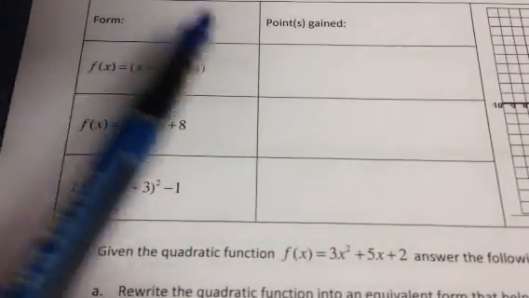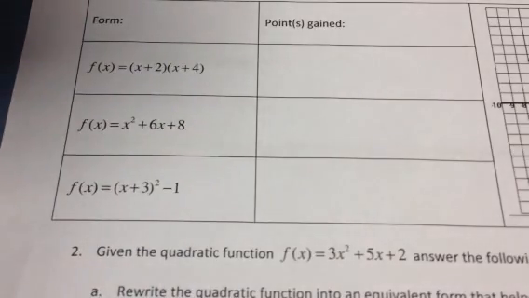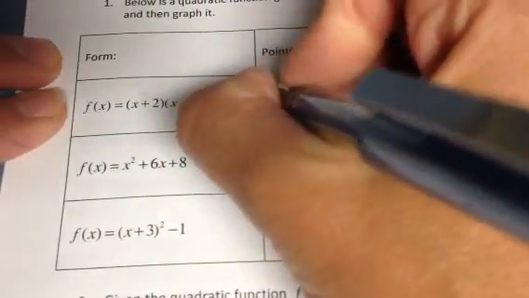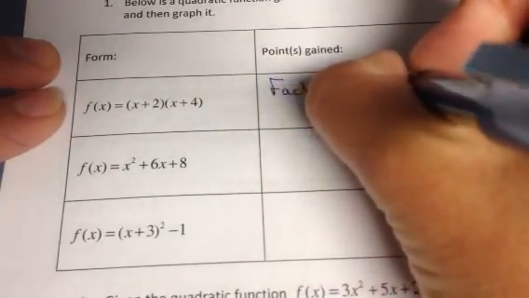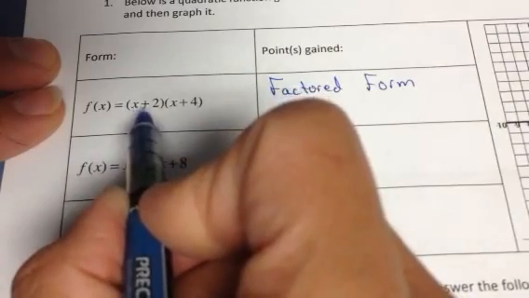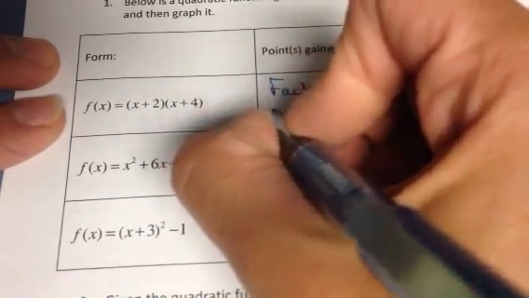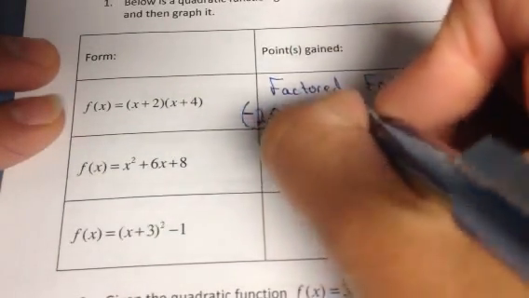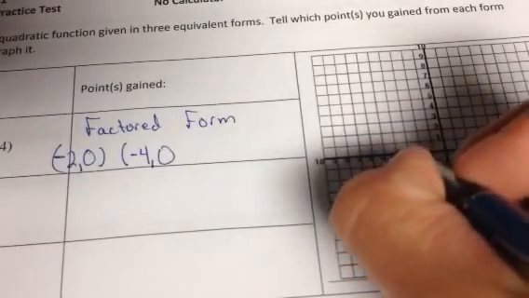So the idea is, you know, these are all the same. They're all equivalent. The work's been done to get you from one to the other. So just what is each form going to give you? So first, this is our factored form. And for the points, I'm going to take the opposite of this. So -2, there's 1 x-intercept, and then -4. And then I can come over here and graph them. So -2 and -4.